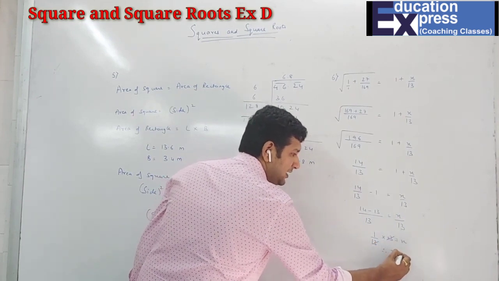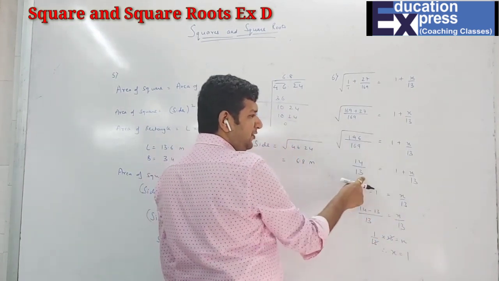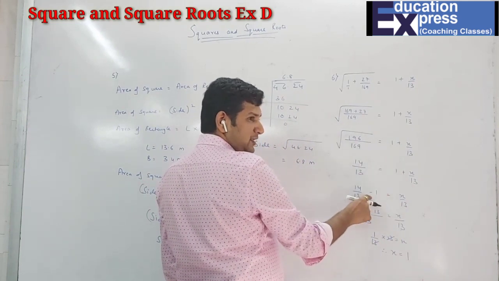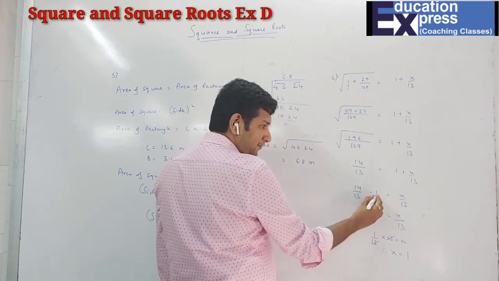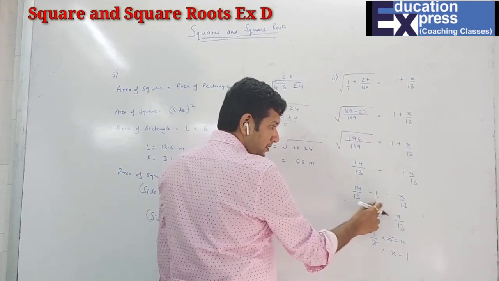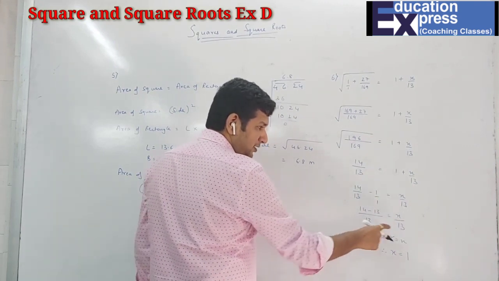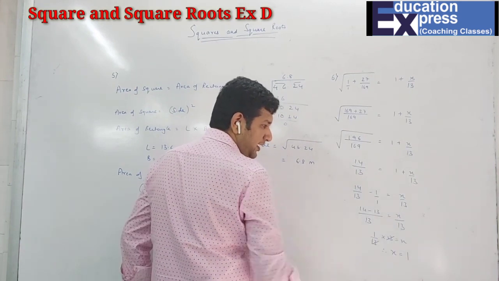Therefore x is equal to 1. Students, over here, after getting this, the plus 1 comes over and becomes minus 1, following the normal equation rules. Then LCM again. After the LCM, students again cross multiply, and the answer is x equals 1.